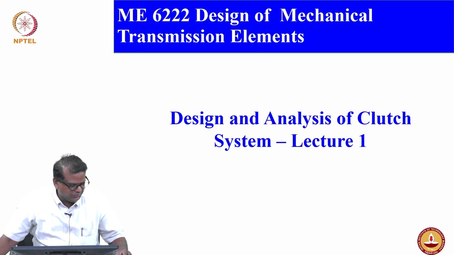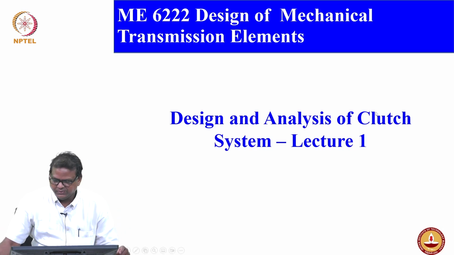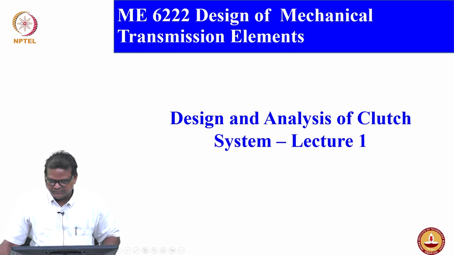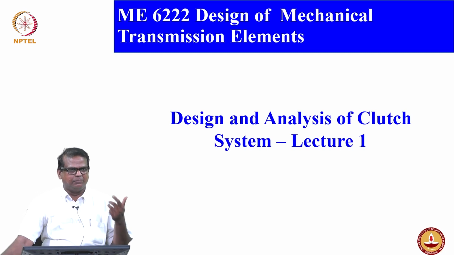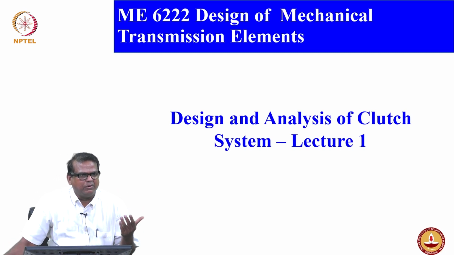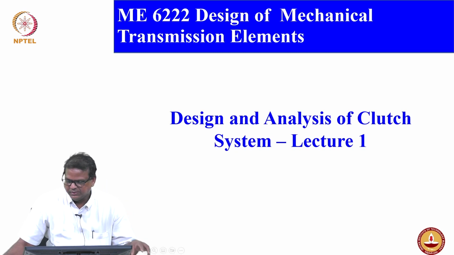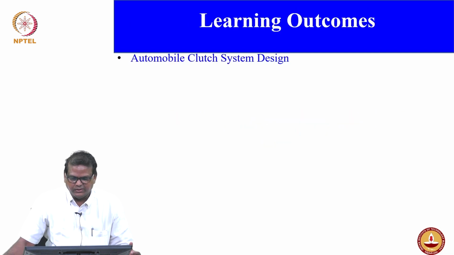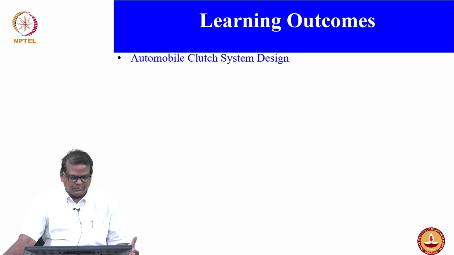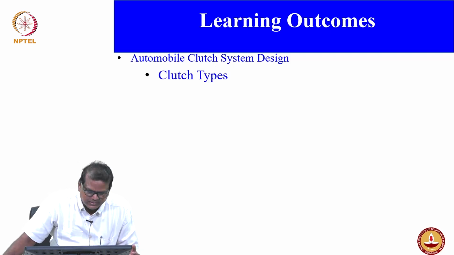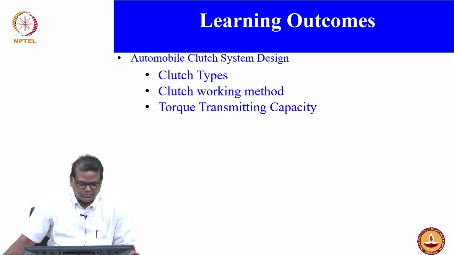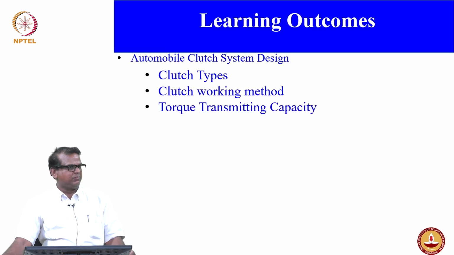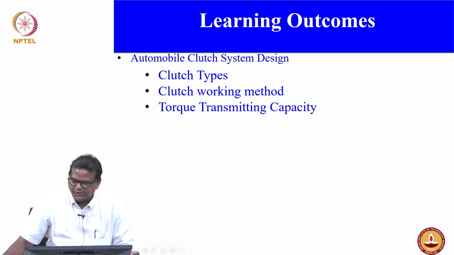Okay. Now we'll move on to the proper lecture aspect. We'll spend a little on introduction. Then we'll discuss the two theories which we discussed in the brake system, uniform pressure theory and uniform wear theory. Those two aspects we are going to discuss. Then if time permits, we'll do a problem as well. Okay. So today's learning outcomes are about the automobile clutch system design aspect. We'll understand clutch types, clutch working method, and also torque transmitting capacity, how the torque is transmitted during the operation.